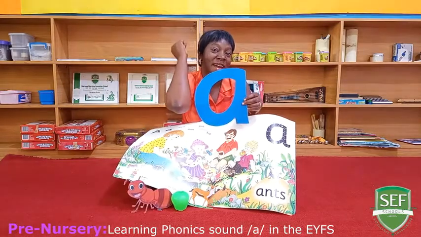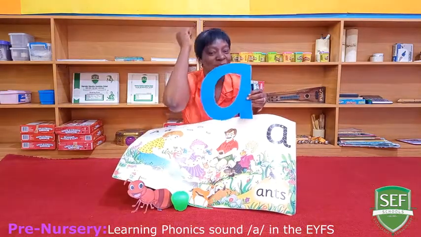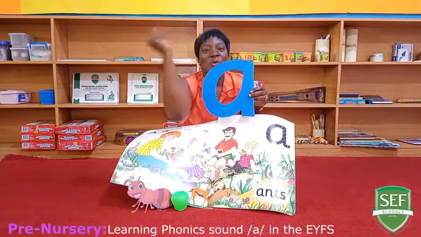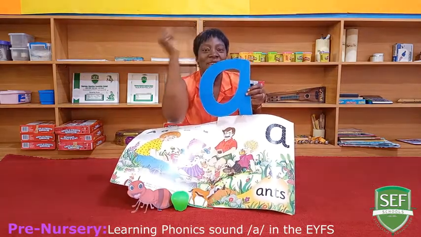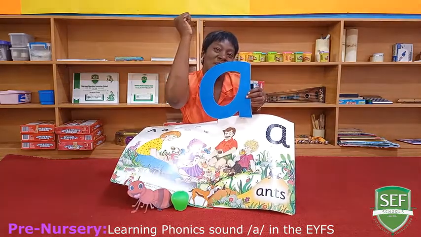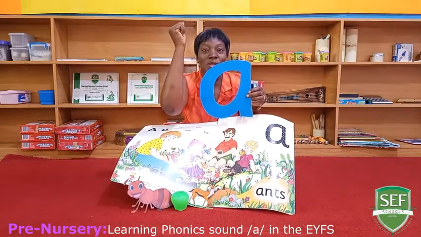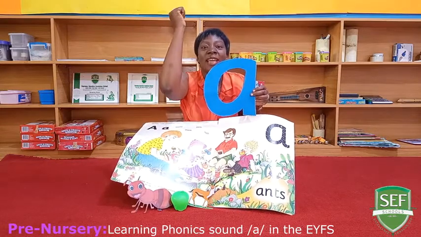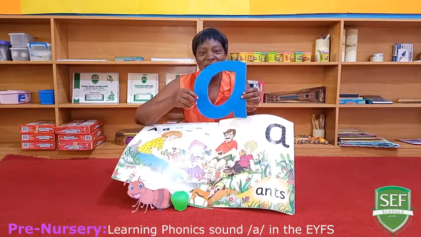Now I need you to show me your arm. This is my arm. Can you see my arm? Show me your arm. See, Mrs. Valerie's arm. Wag your arm, wag your arm. Show me your arm. And you can show me the other one too. Show me your very strong arm. Ah, as in arm. Good job.